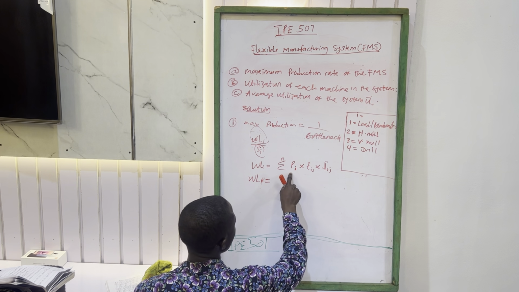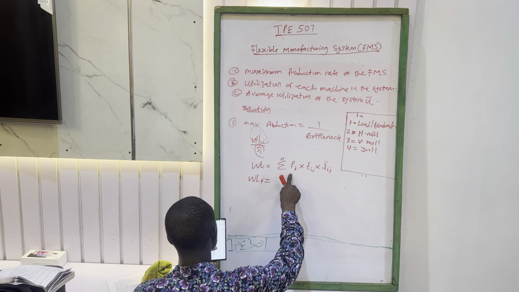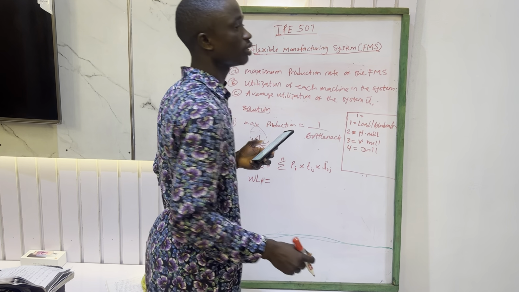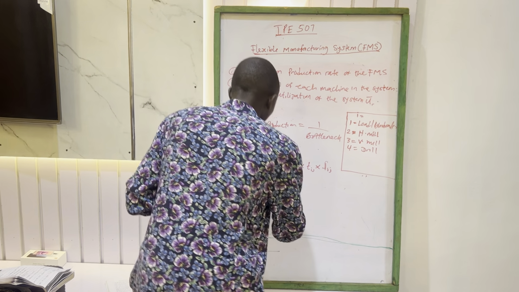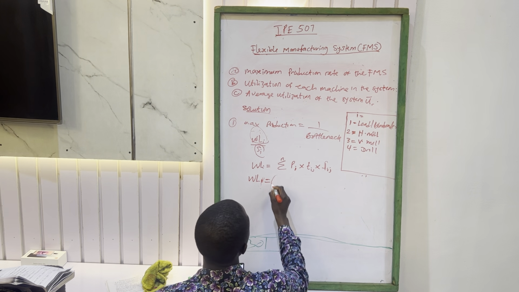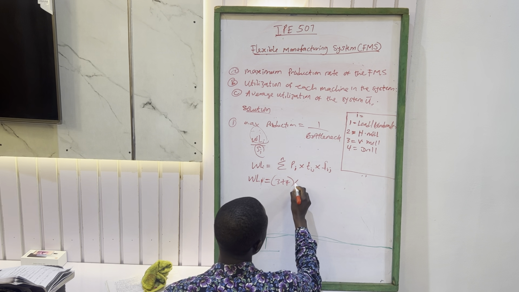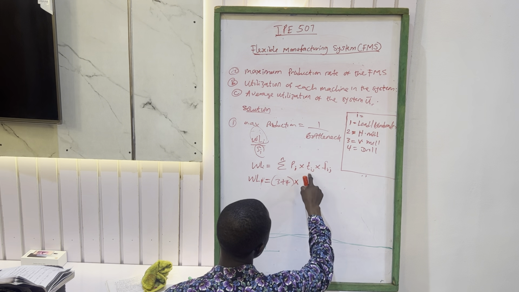Let's check the table. For the load and unload, we can see the load station has a processing time of 4 minutes, and the unload station has a processing time of 3 minutes. They group both together, so we need to add their operating time. So for WL1, which is load and unload, we have 3 plus 4, that's their processing time, times the part mix.